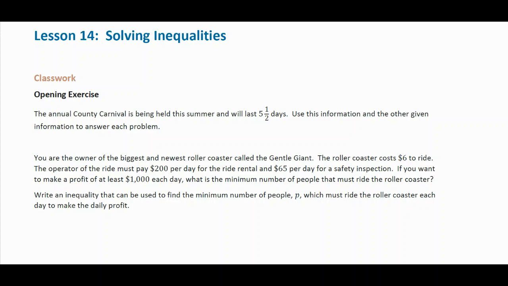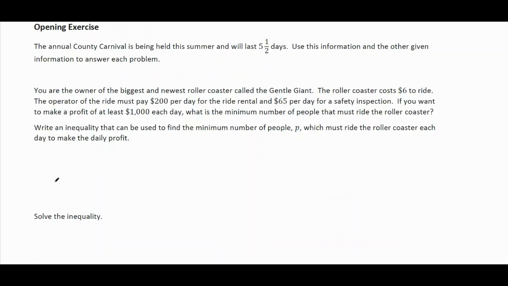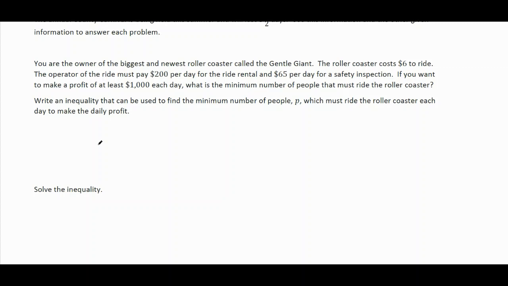So without further ado, let us start the opening exercise. It says here the annual county carnival is being held this summer and will last 5.5 days. Use this information and the other information to answer each problem. You are the owner of the biggest and newest roller coaster called the Gentle Giant. The roller coaster costs $6 to ride. The operator of the ride must pay $200 per day for the ride rental and $65 per day for a safety inspection. If you want to make a profit of at least $1,000 each day, what is the minimum number of people that must ride the roller coaster?